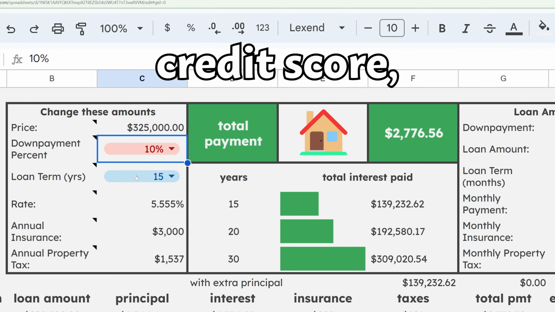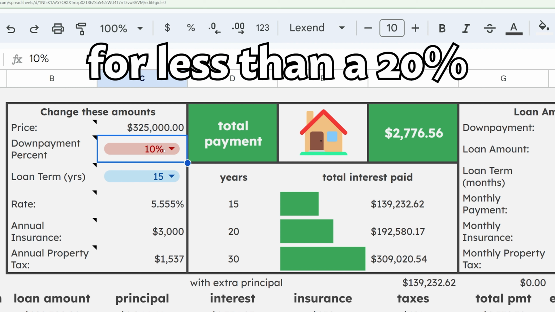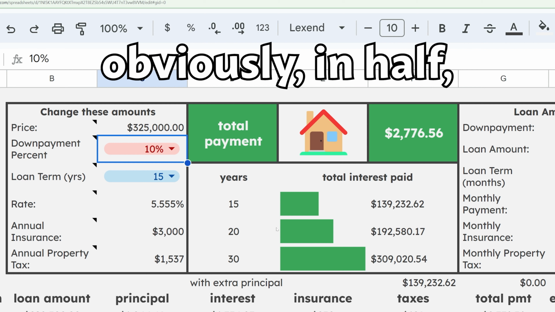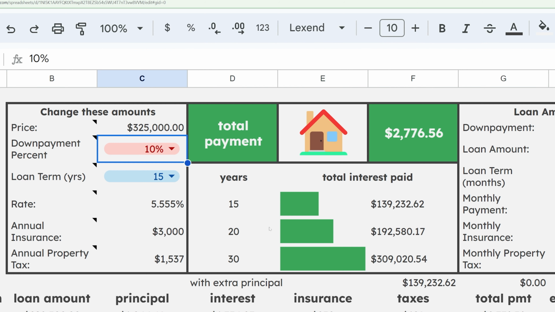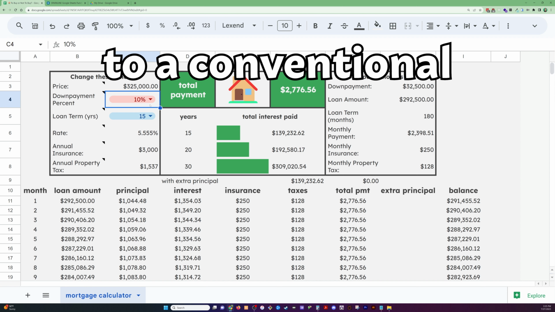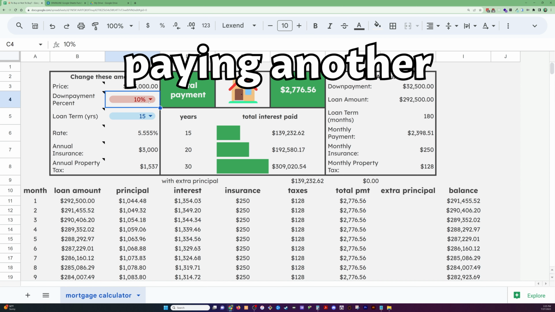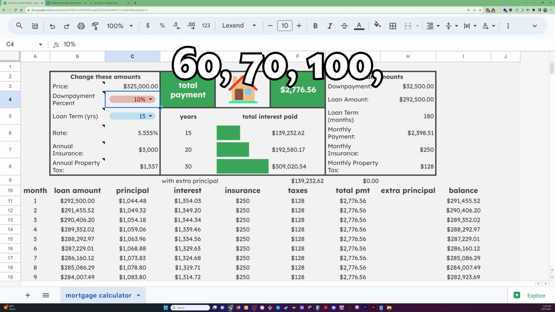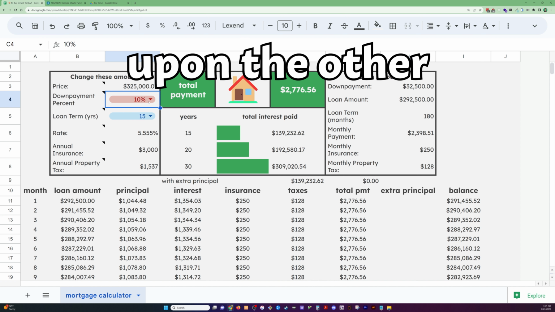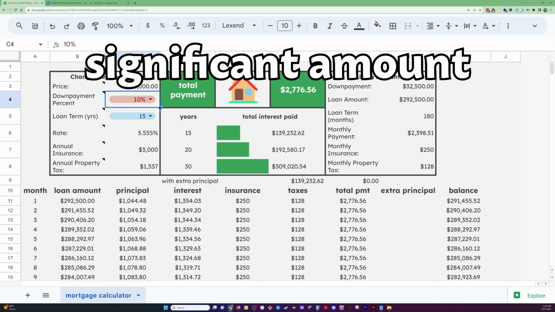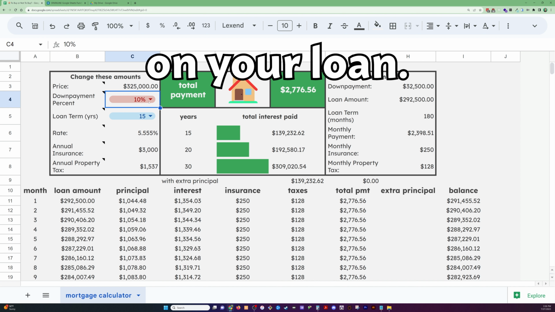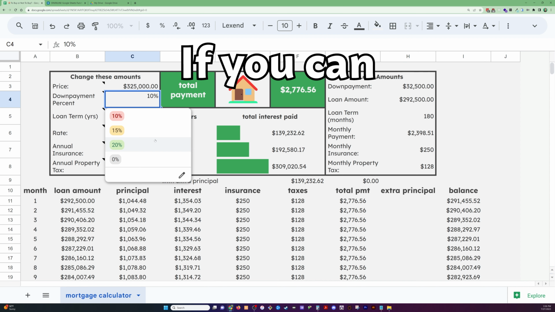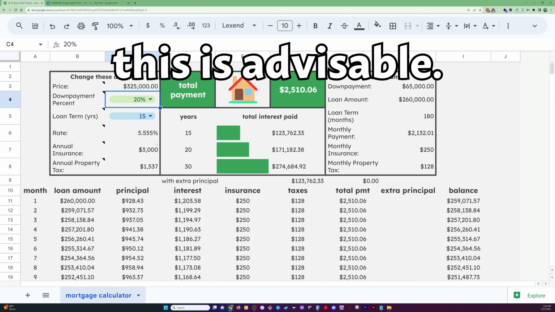Depending upon your lender and your credit score, you may be able to qualify for less than a 20% down payment. This cuts this down significantly, obviously, in half actually. But be aware, if you bring less than 20% to a conventional mortgage, you are going to end up paying another additional monthly fee of mortgage protection insurance. This can be $50, $60, $70, $100, $200, depending upon the other details of your loan. It could be a significant amount that you're paying, similar to interest on your loan. It's just money going out the door. You're never going to see it again. If you can bring 20% to the table, this is advisable.